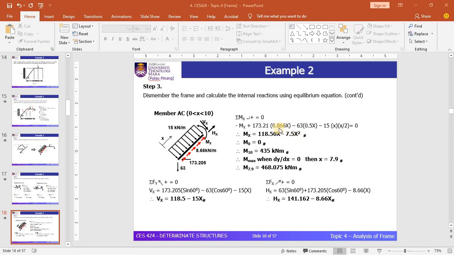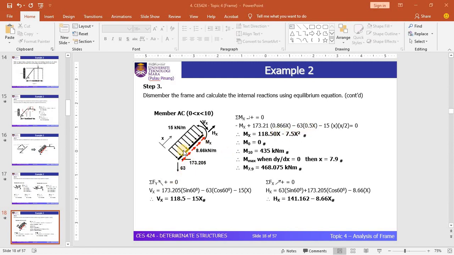One thing that you need to figure out here is the distance between these reactions and the cut section. For instance, here you can see 173.21 multiplied by 0.866x. Basically, 0.866x is the perpendicular distance from the horizontal reaction at support A to this cut section. For the 63 kilonewton reaction, the perpendicular distance is 0.5x, the horizontal distance from this point to the cut section. So you need to identify this relationship.